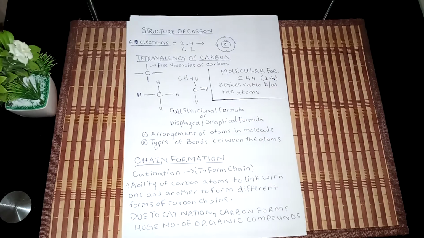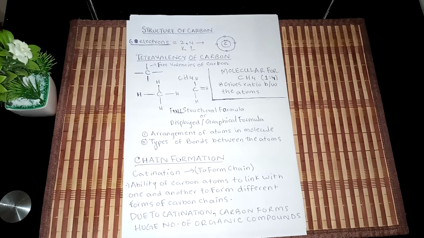Moving on to chain formation. What is chain formation? Chain formation is called catenation, and catenation means to form chain. It is the ability of carbon atoms to link with one another to form different forms of carbon chains. And in the first video I told you that there are more than 14 million organic compounds. You must have a question, how is this possible? Catenation is the main reason behind it. Due to the ability of carbon to form chains, due to catenation, carbon forms a huge number of organic compounds.